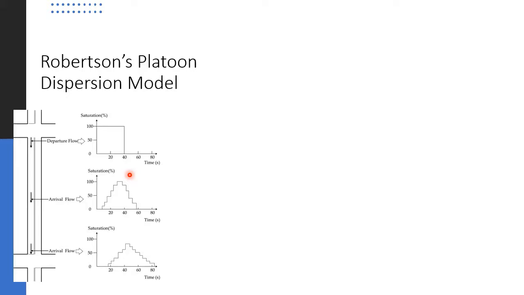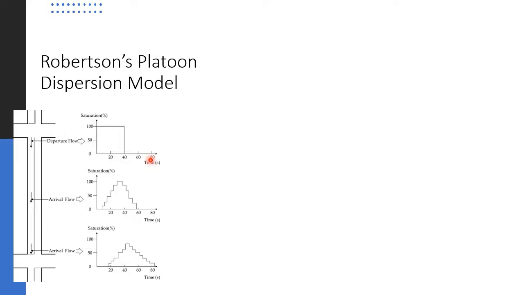We have explained this figure also. When the platoon leaves a particular intersection, the peak is high whereas the length of the platoon is less. But as it moves downstream, the peak of the platoon reduces, whereas the length of the platoon increases. We are trying to model this platoon dispersion with the help of Robertson's model.